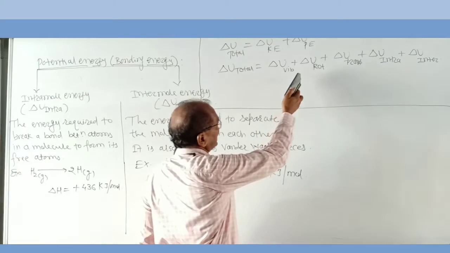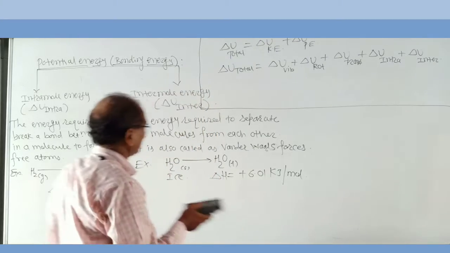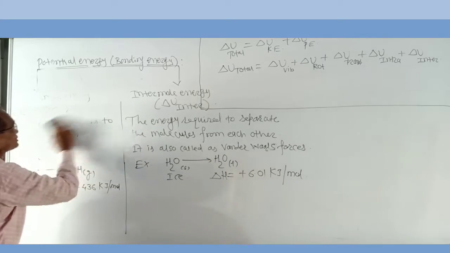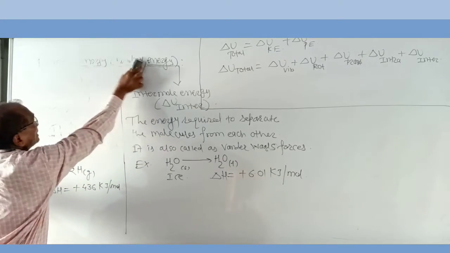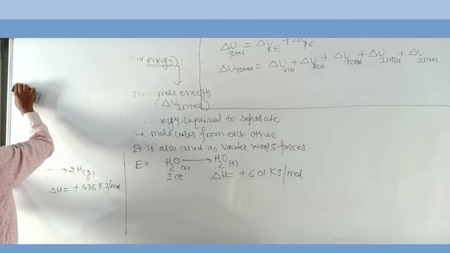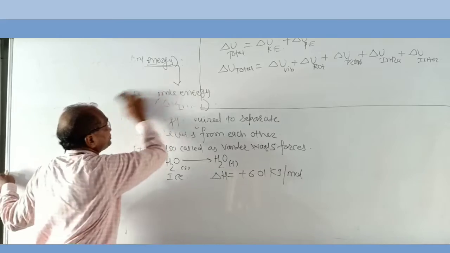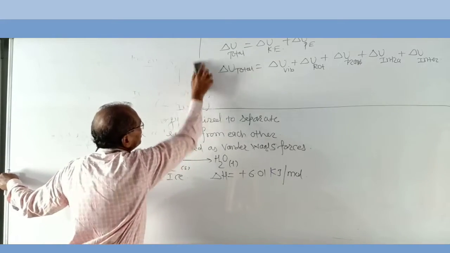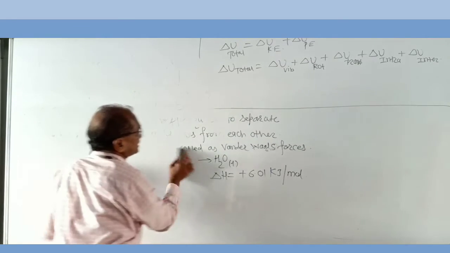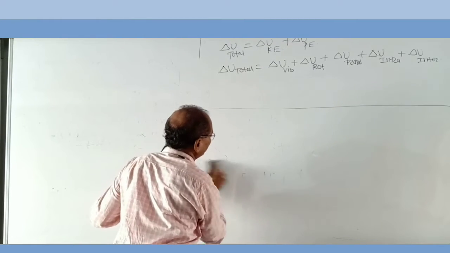Here I have not written the electronic energy because electronic energy is very small. Why is it very small? Because the mass of an electron is very small and mass is directly proportional to the energy. That is, mass consumed, energy evolved. Therefore, the small mass of the electron gives a very small amount of energy. Therefore, it is not considered in the total internal energy.